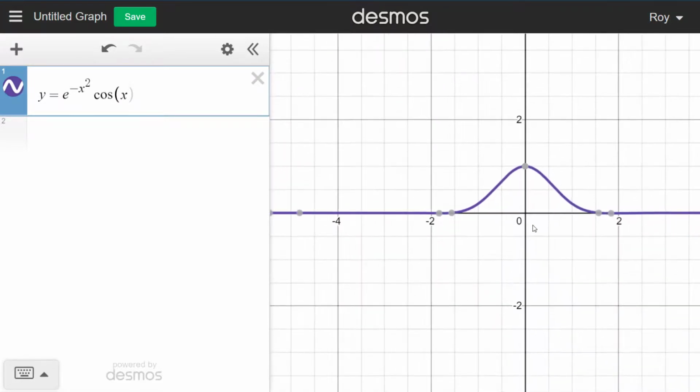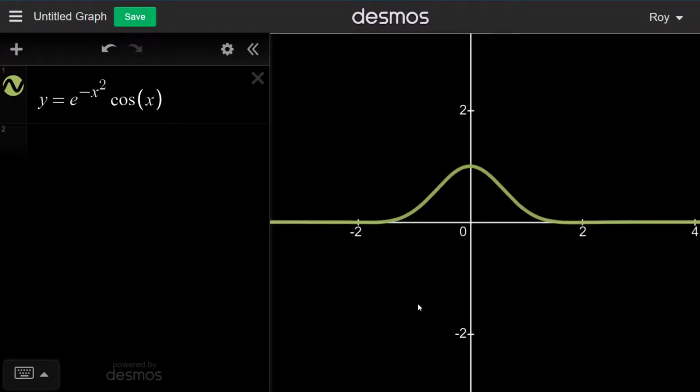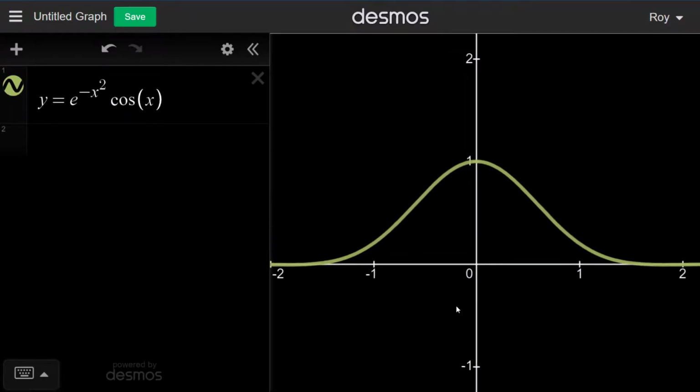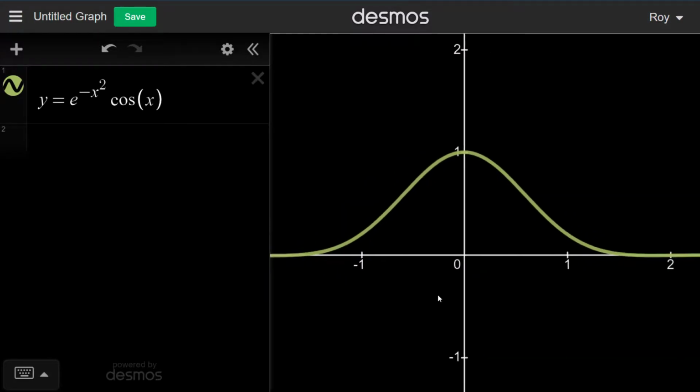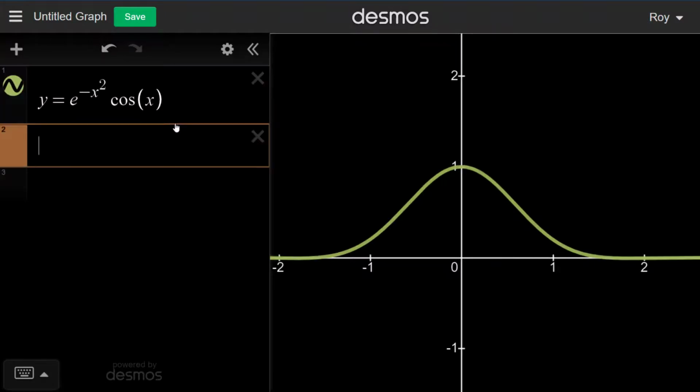If I zoom in there, you can see this. Let me put this on a better mode. Some people really like a different kind of a dark contrast here because it's easier on their eyes. So this is the function e to the negative x squared cosine of x. And remember, our Maclaurin series expansion, which we only did a 4th degree Maclaurin series expansion, was centered at 0. Let's see how accurate that is.